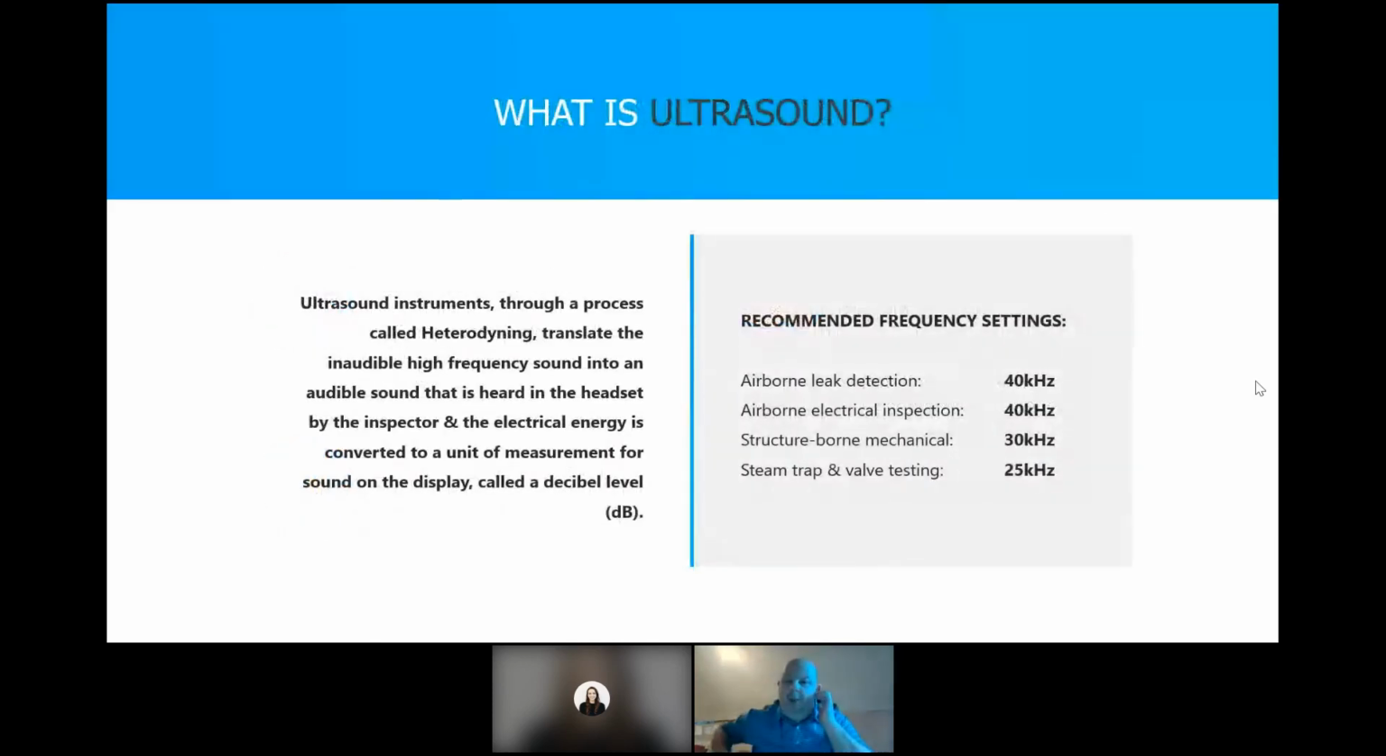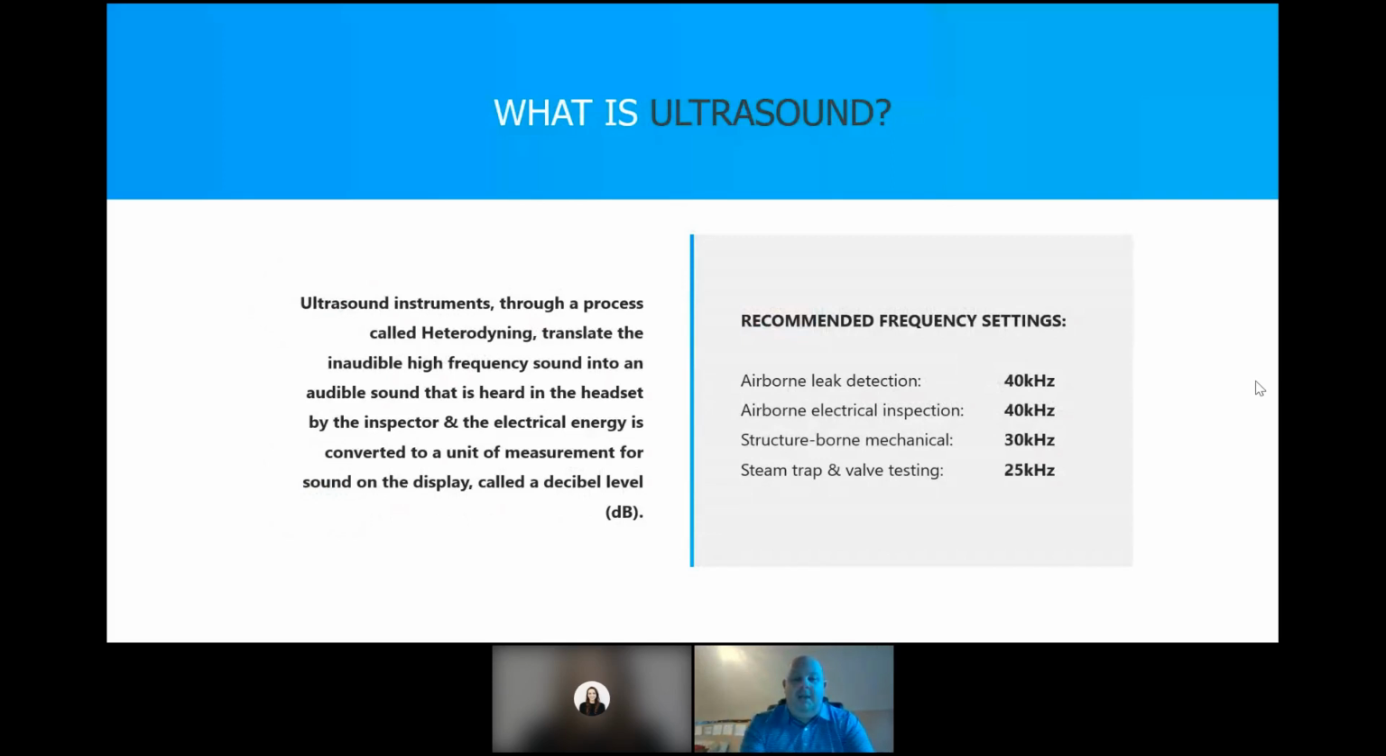So again, we're listening for sound that is above the range of normal human hearing. And if we think about normal human hearing, every one of us on the call today, on average, the upper threshold at least is around 16 to 17 kilohertz. Well, ultrasound is going to start listening at 20 kilohertz. So even at the lowest frequency setting that we can tune or set the instrument to is still above what we're able to hear as humans.